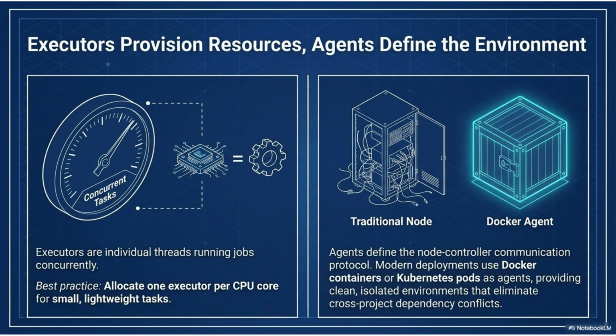Slide 3: Executors and agents. Executors are responsible for running jobs. Each executor handles one job at a time. More executors allow parallel execution. Modern pipelines use Docker or Kubernetes agents. Each job runs in an isolated environment.